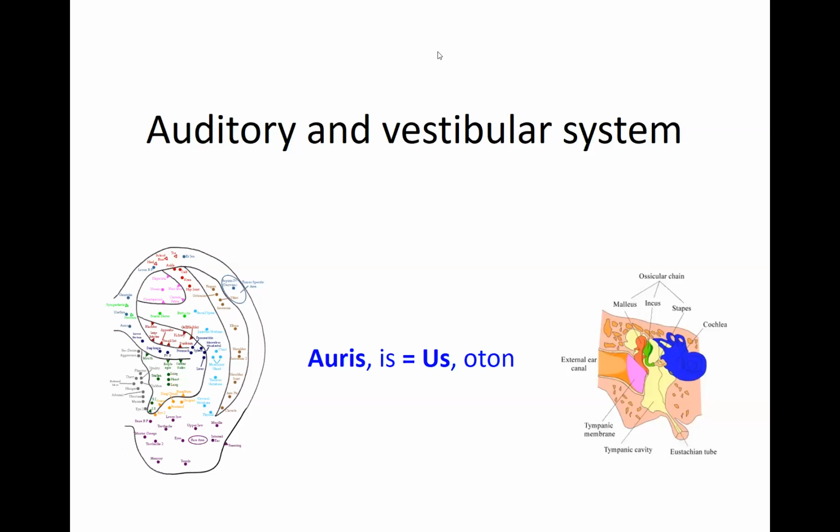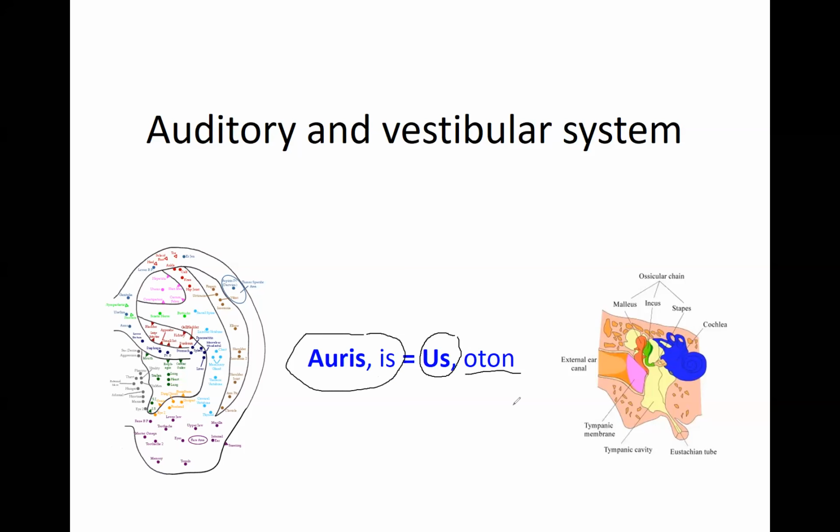As you can see here, there are two clinical terms used for that. In Latin, it's a feminine term, auris. And in Greek, it's ous. And the genitive is oton, and the term otology is derived from this Greek term. And you can see a section in the frontal plane through the external ear, middle and internal ear here.